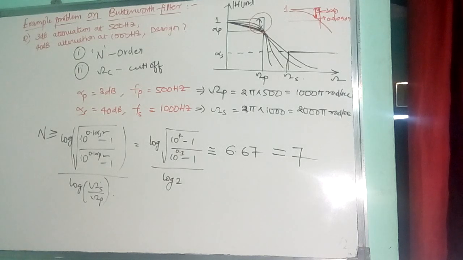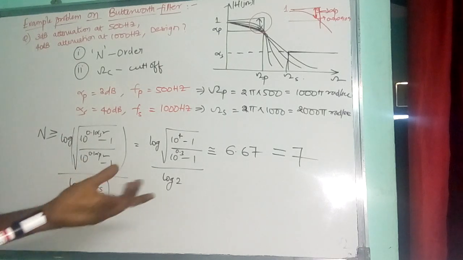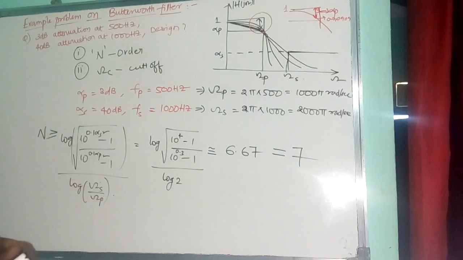Next is finding the cutoff frequency. Before that, if they asked us to find the order of this filter and also find the poles of this filter, where the pole locations of this filter are, then we have a formula directly for calculating the poles.